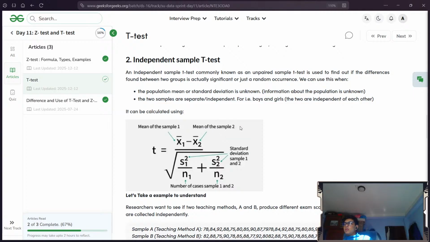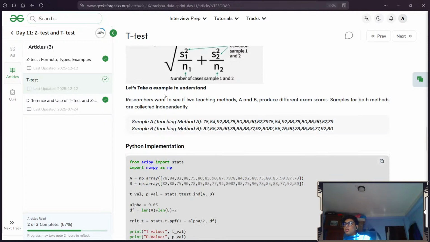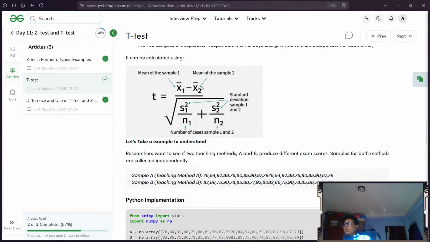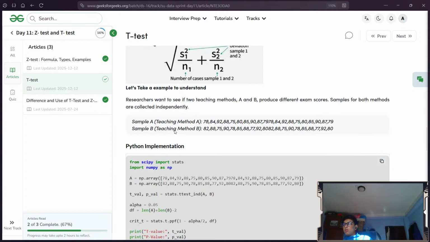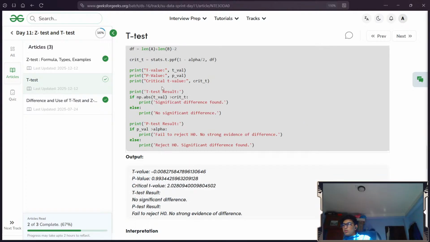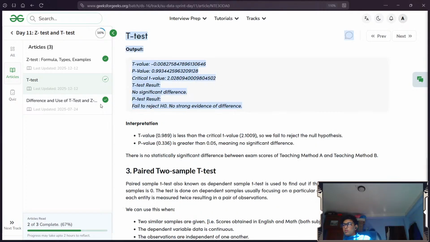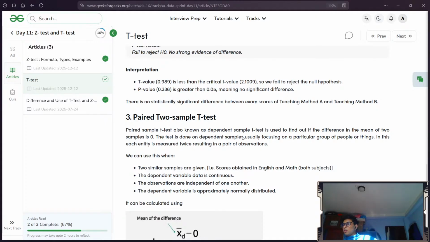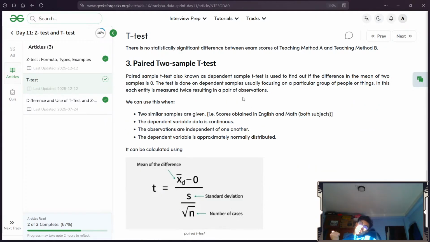Mean of sample 1, mean of sample 2, root under... same as z-test, but this standard deviation of sample 1 and 2. Testing for both, taking the values to reject, no strong evidence. I'll not be looking at the examples as it can be wrong. I'll just revise.